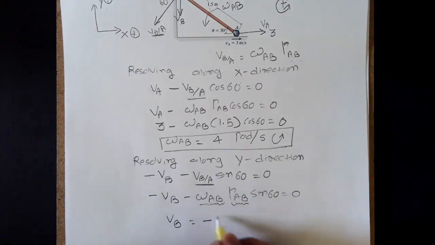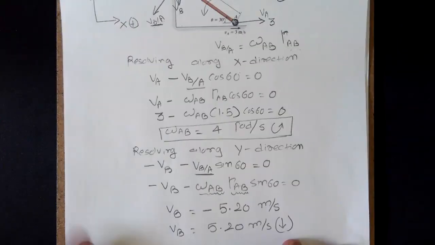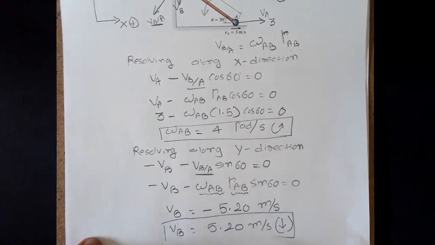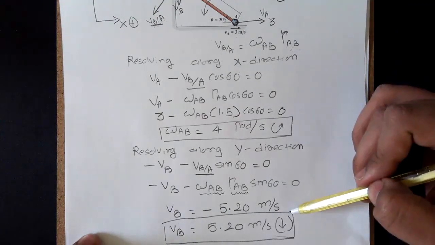If you round it to 3 significant figures, it will be 5.20, and the unit is meters per second because it is linear velocity. The negative number indicates that it's going down, because we have assumed that going up is positive. Which makes sense because VB is going down. So our final answer for VB is just 5.20. And to avoid any confusion, I always suggest that you write the positive number and indicate the direction of velocity by an arrow. So these are our two unknowns that we have determined using the scalar approach.